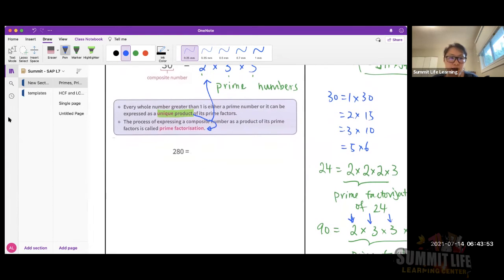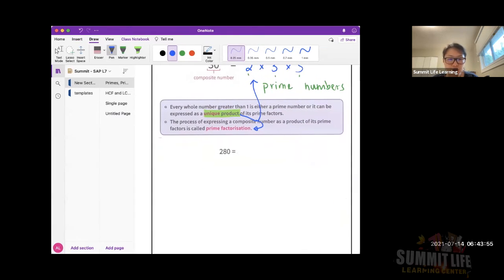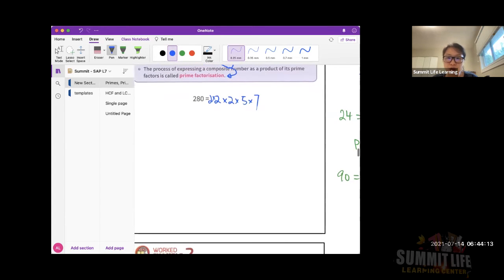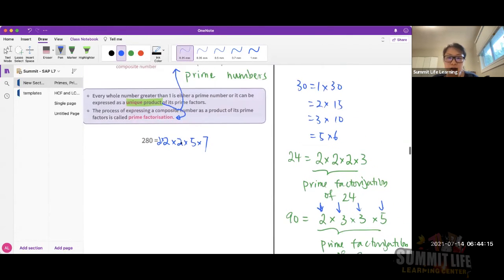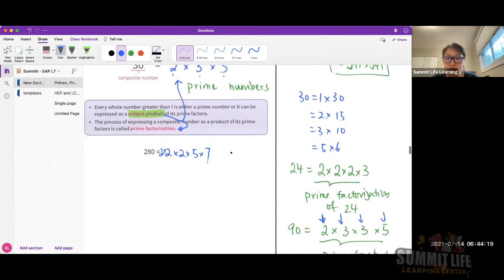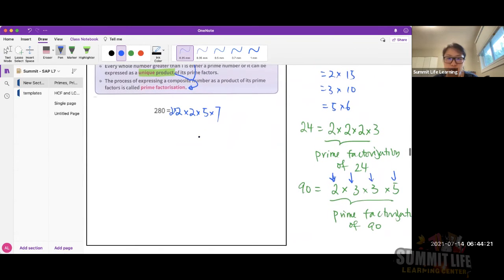For 280, we can decompose it to be 2, 2, 2, 5, and 7. Oh, I missed a 2 here. So how are we going to decompose it in this way? We make use of division. If you still remember, they are factors, which means the remainder is 0. So we do the division.